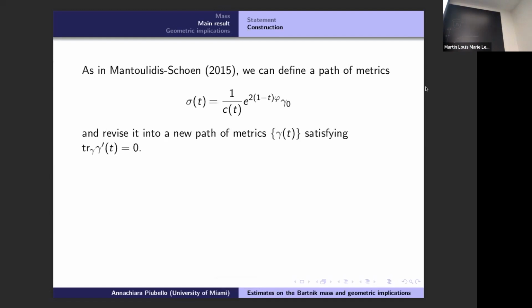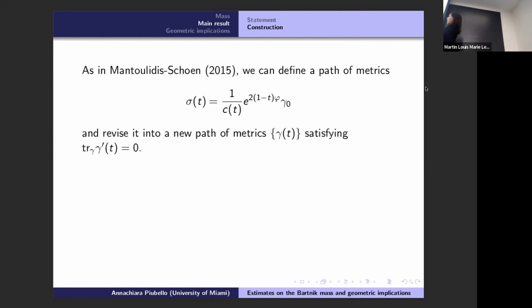Here we have 1 minus t, so that at t equals 0, we will get gamma. At t equals 1, we will get the round metric. And then we have this quantity here that is just to normalize the area. We want the area to be normalized because, remember, the third condition that we have of the path of metrics is that it has this vanishing trace, right? But this path doesn't necessarily have that condition. So we want to revise this into a path that has a vanishing trace for gamma prime. And we can do that using a construction from Mantoulidis and Schoen using a 1 parameter family of diffeomorphisms.